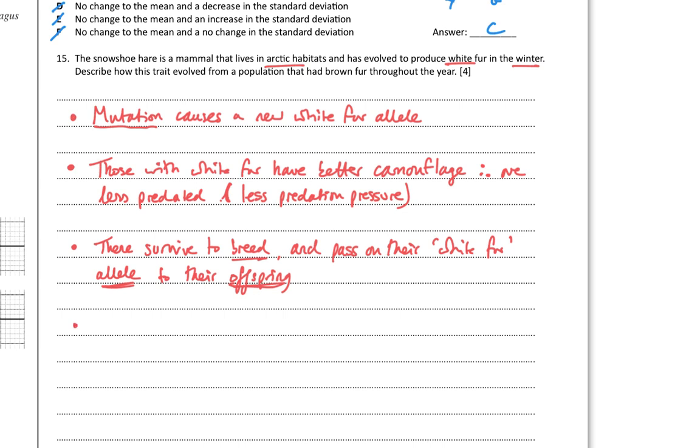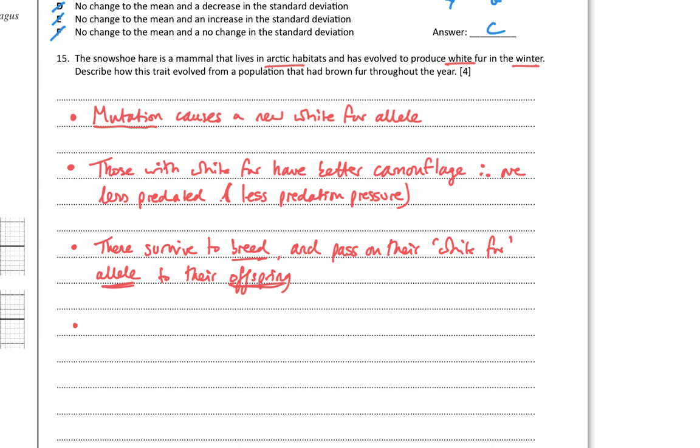If you just say these survive and breed and pass on their white fur to their offspring, that's too vague; you've missed off allele, it's genetic. If you say these survive to breed and pass on their white fur allele, who to? You need to say to their offspring. Or if you say these survive and pass on their white fur allele to their offspring, how did they do it? They do it by breeding. It sounds obvious, but it's the number of people who miss it out.